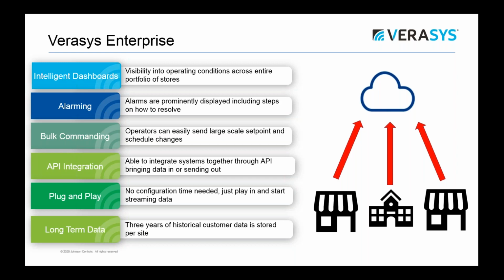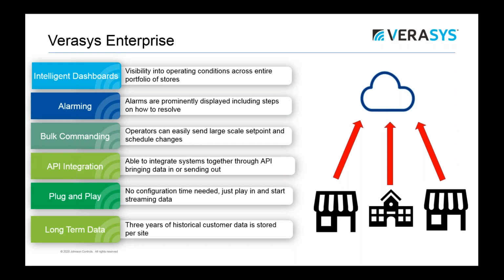Bulk commanding. Maybe you need to send a schedule where, say you've got 100 banks and you have 1,000 rooftops, and you want to send a schedule to all of them at the same time. You can do that. Or maybe a set point change. Make all 1,000 rooftops 70 degrees. You can do that with just one click.